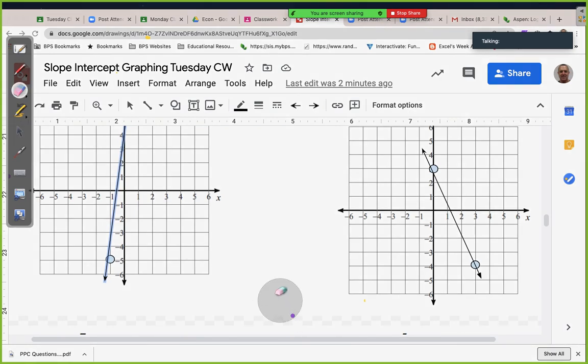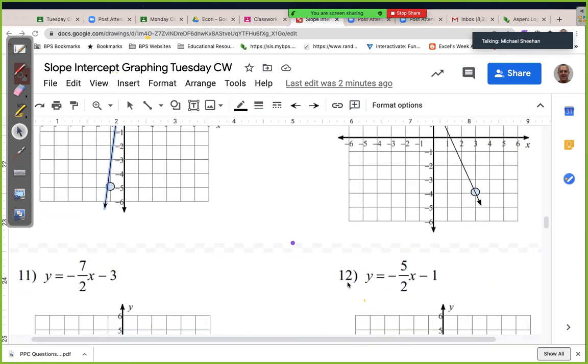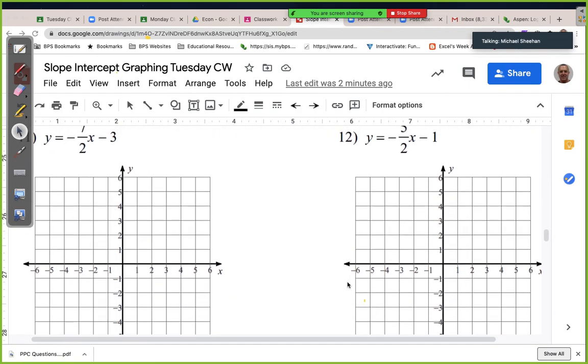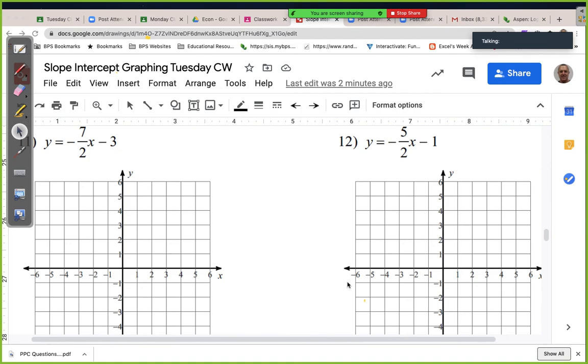Mister, yes. Can you please help with number 11? Number 11, sure. All right. Yep. So, yep, good question. So what I want to do, I want to have a dot at -3, right? And I want to go down 7 and over 2, but there's no room to go down 7 and over 2, right? But I'm going to think about it.